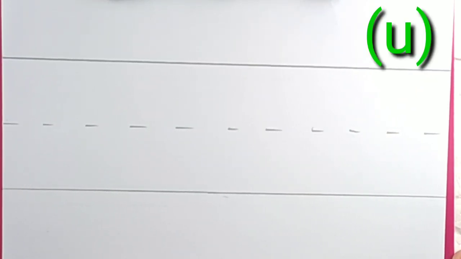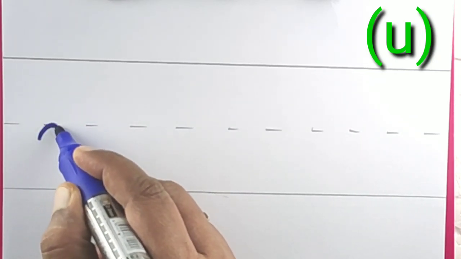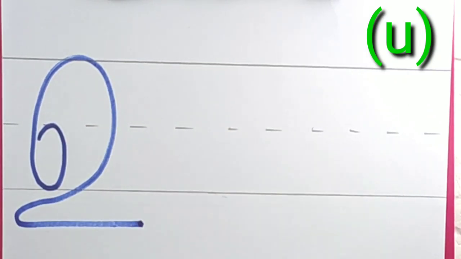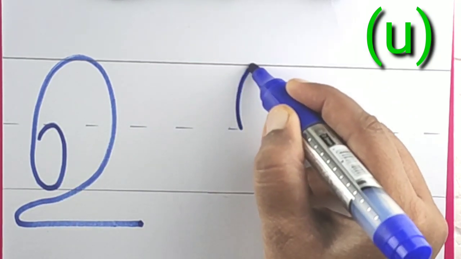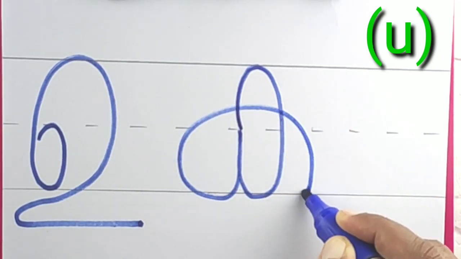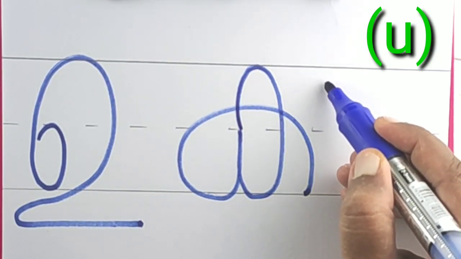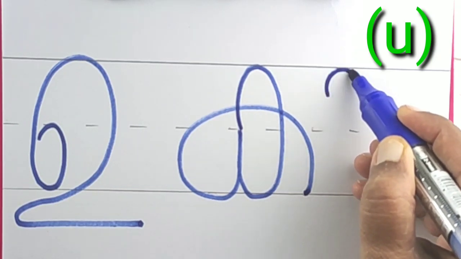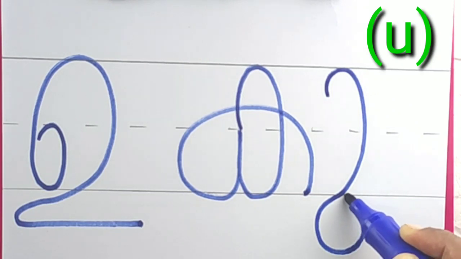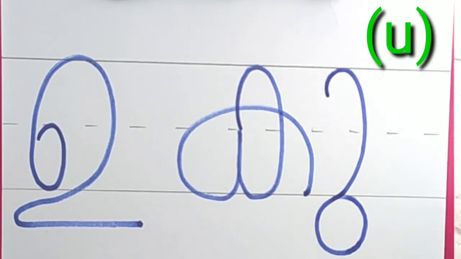Now we'll see the U vowel sign. So we know how to write U. So we will make Ka with the U sound. For that we will write Ka first. Ka. And for the U sound we will put one small round over here. That is Ku.